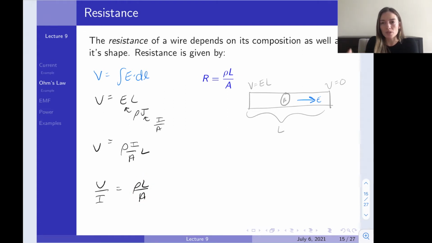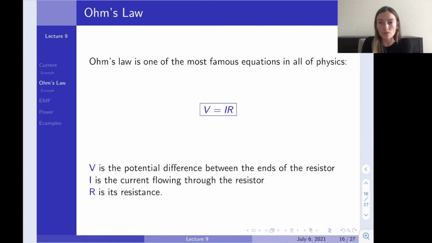So you can think of resistance as the constant of proportionality between the potential in your wire and the current going through it. So this is R. So we can think of the ratio between the potential and the current is equal to the resistance. And I can obviously rewrite this equation as V equals I times R. Now this is a very, very famous equation. So this is called Ohm's law.